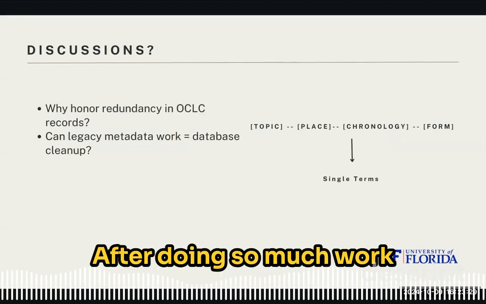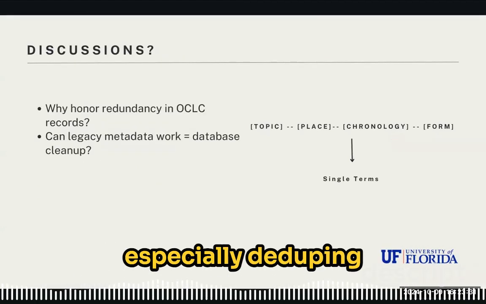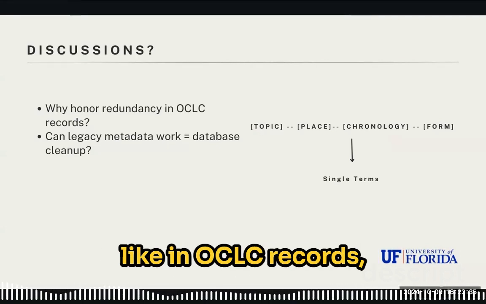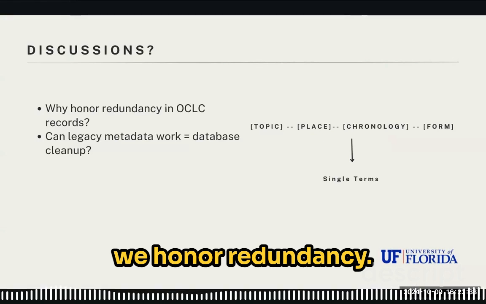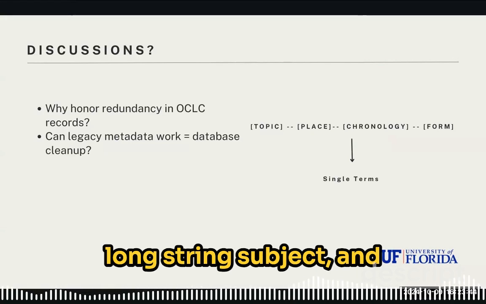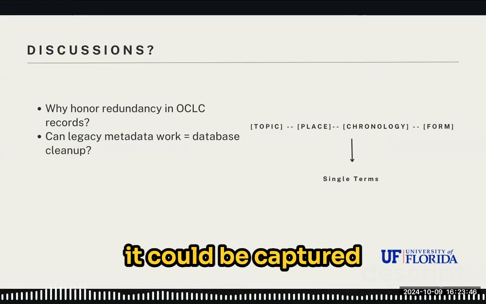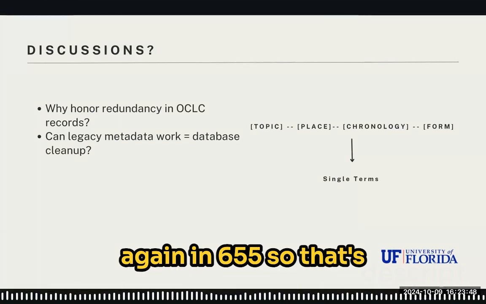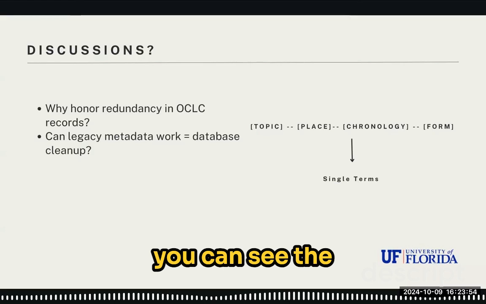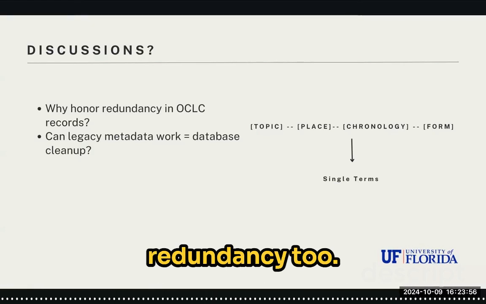After doing so much work, especially deduping, we couldn't help thinking about why it looks like in OCLC records we honor redundancy. For instance, the year information could be captured as a part of a long string subject, and it could be captured again in 605. So that's just one instance. There are other fields where you can see the redundancy too.